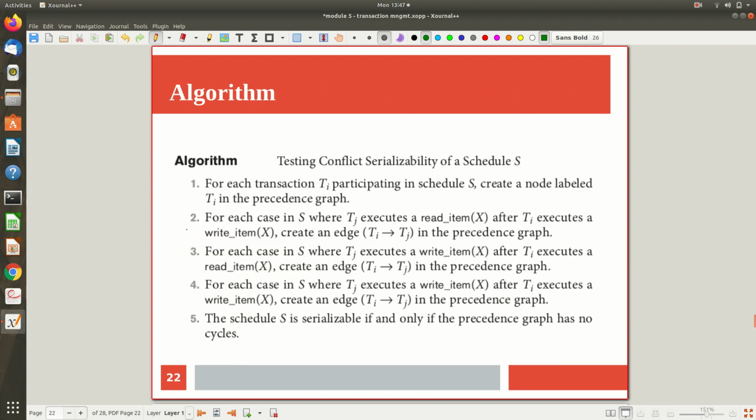And here we have this algorithm. Now you can follow this algorithm easily, testing conflict serializability of a schedule. For each transaction participating in the schedule, create a node. So that is the first thing we did in drawing the precedence graph. We created a node for each transaction.